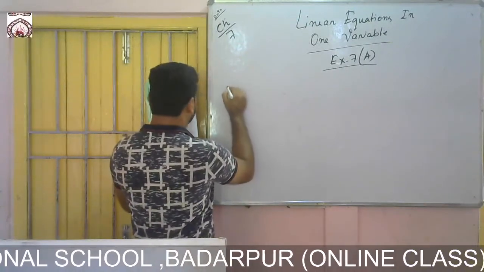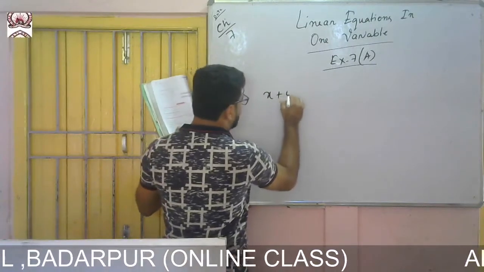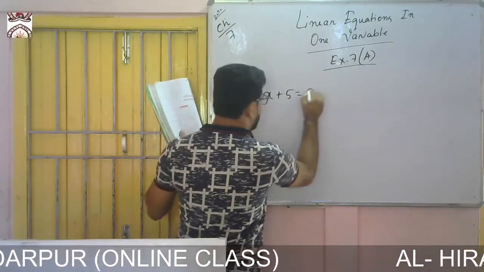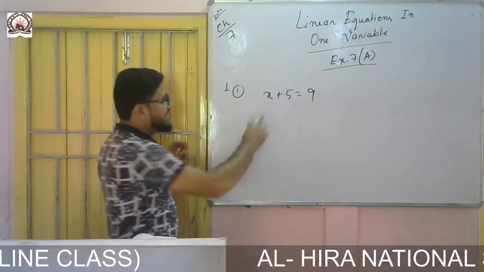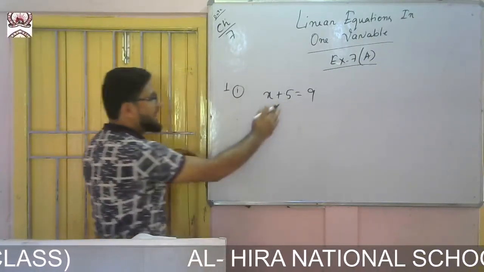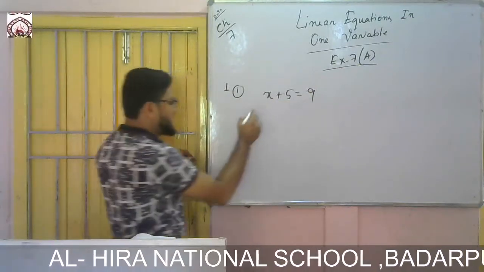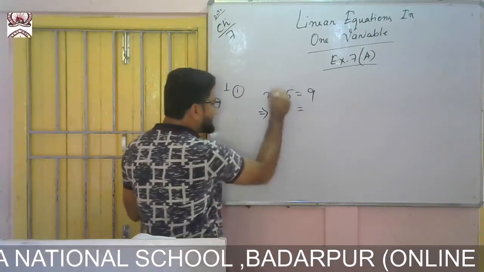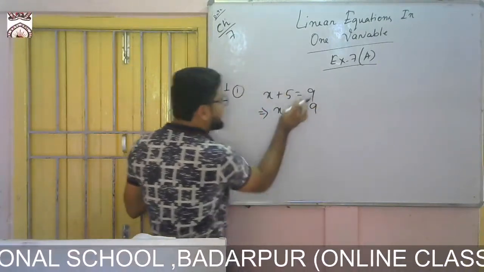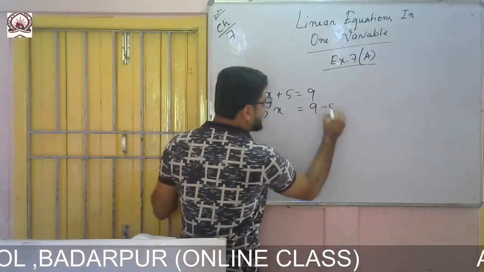So number 1, x + 5 = 9. By the transposition method, we transfer the numeric part to the side of the numeric part and keep the variable on the left side. That means by shifting, I shall shift this 5 on the right side, by changing the sign.